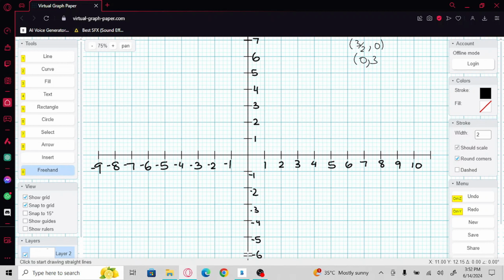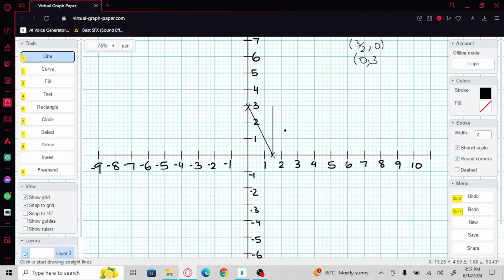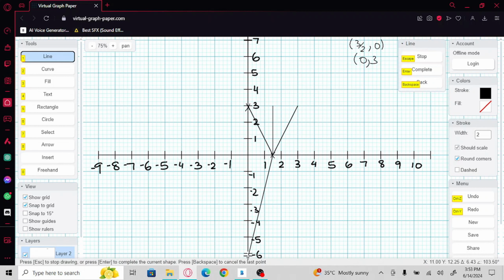Let me draw this 1.5 and add 3. Then I'm going to make a perpendicular line, and from that point we are going to directly reflect the graph at that point. Yeah, so that's it. This is for part B.